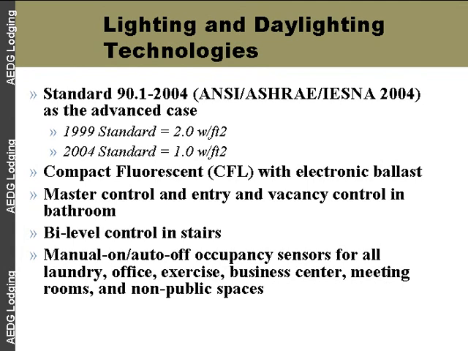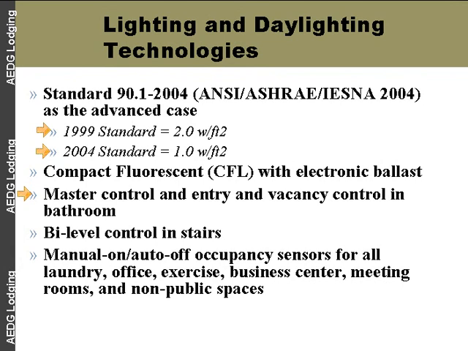So in the lodging guide, just a quick little history on what's going on with that one. Again, the 99 standard was based on 2 watts per square foot. The 2004 standard was 1.0 watts per square foot. So that became our new base. The compact fluorescent lamps with electronic ballast was the new model, whether that was in the rooms, in the hallways, in the lobby space. We wanted to see compact fluorescents with electronic ballast. We also want to see some type of master control at the entry and a vacancy control in the bathrooms. Some of that, like the vacancy control in the bathroom, is a new 90.1 requirement.